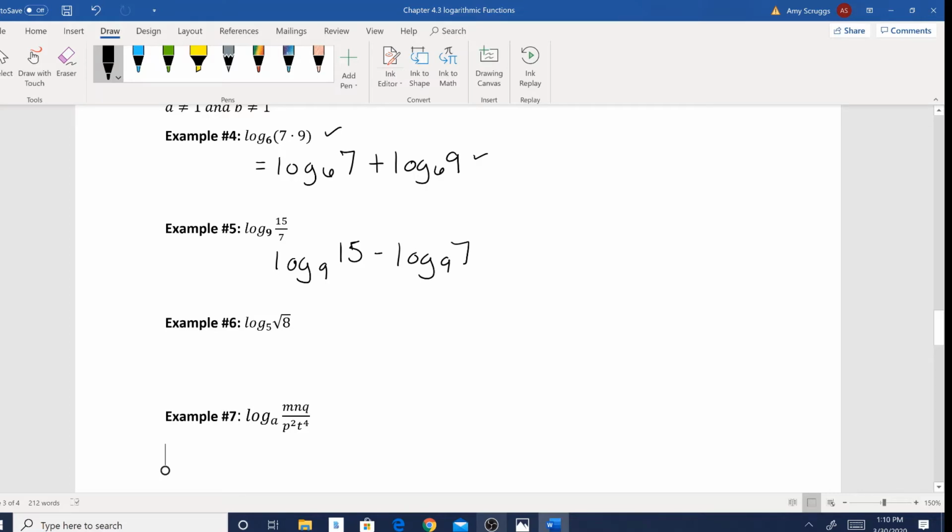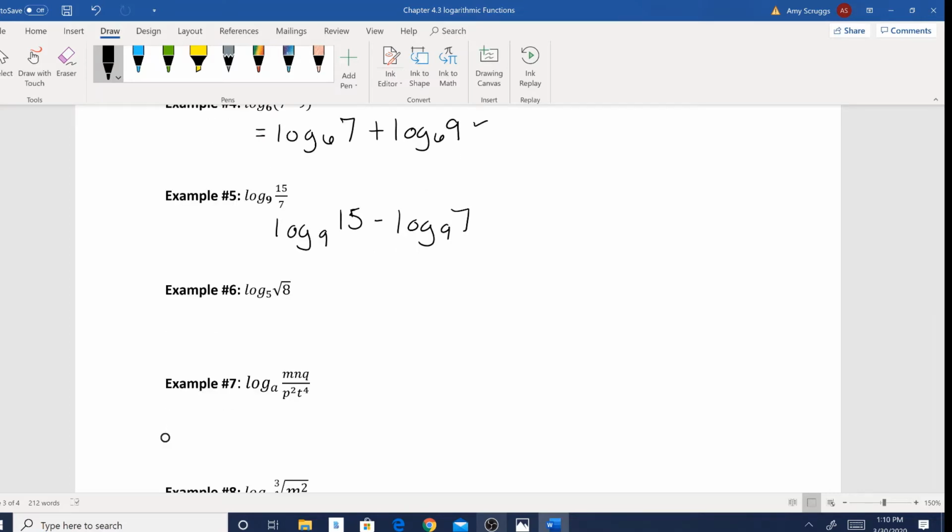Okay, and example number 6, we have log base 5 of the square root of 8. At first you're probably thinking, I know we're going to do the power property here, but there are no exponents in this. Well, think about it for a second. If you rewrite this radical, that's actually the same thing as 8 to the 1/2. So it does have an exponent, which means the power property can be used here. The exponent will come out in front of the entire logarithm, and that's all you have to do. Just multiply the whole thing by 1/2.